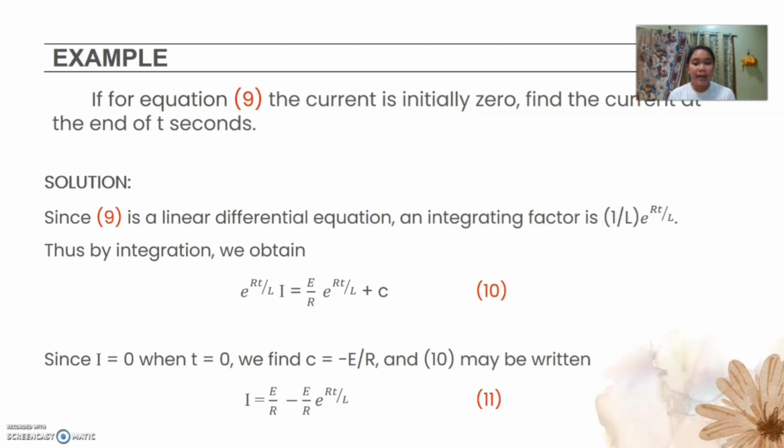Since I equals 0 when t equals 0, we find C equals negative E over R, and equation number 10 may be written as I equals E over R minus E over R multiplied by e to the power of negative Rt over L. So that is our equation number 11.